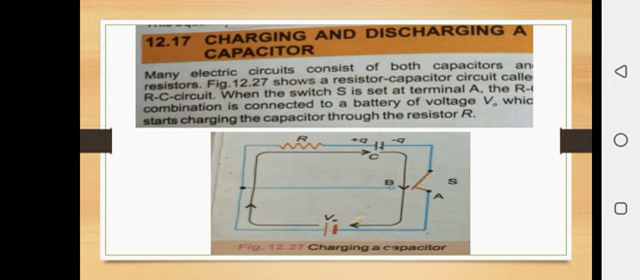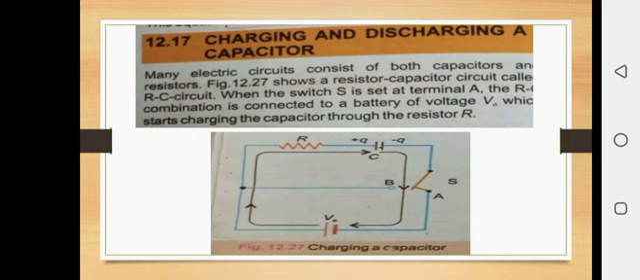As you know, many electronic circuits consist of both resistances, this is resistance, and capacitors. Such a type of circuit is known as an RC circuit, and when these components are connected in series, just like here, this is resistance and this is capacitor, both connected in series, it is known as an RC series circuit. So this is the diagram of an RC circuit.